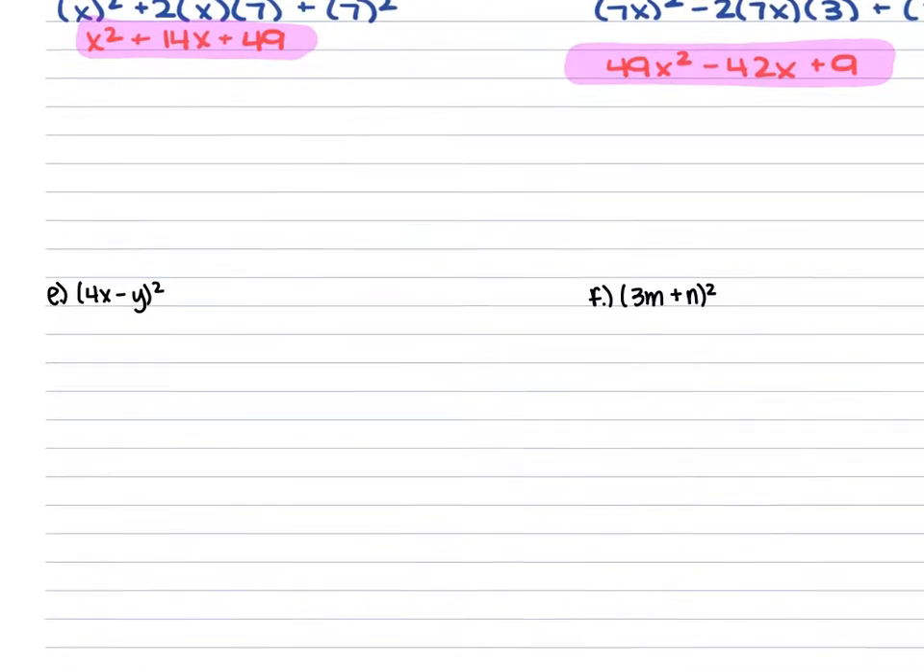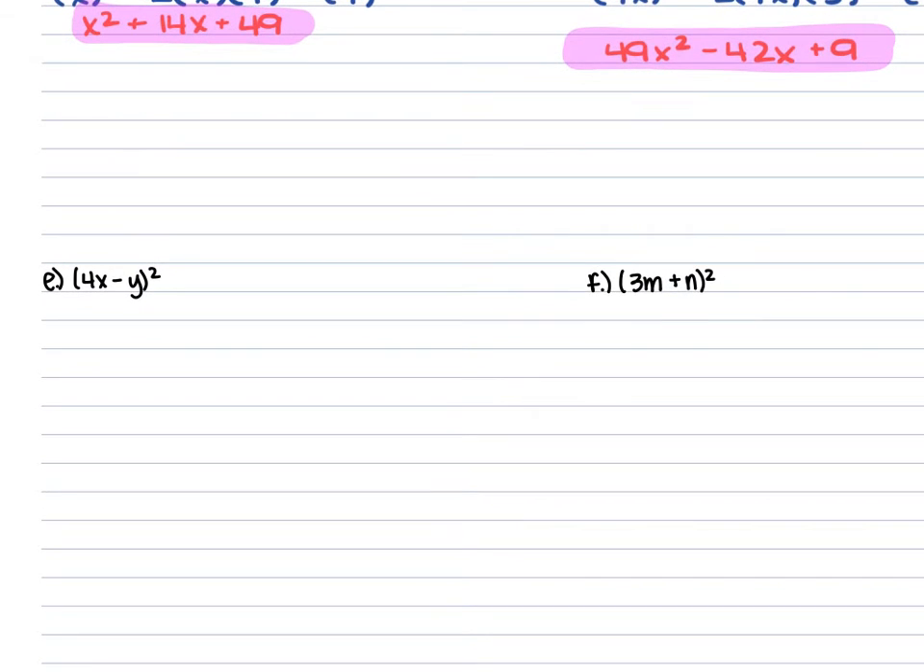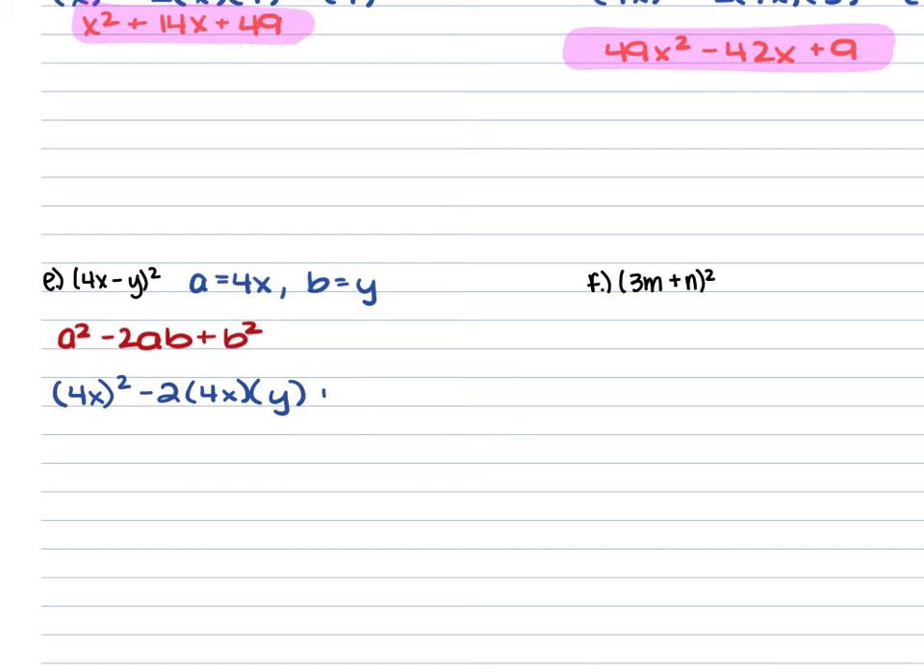For example E, we have 4x minus y squared. So again, we have that negative. So we're going to use a squared minus 2 times a times b plus b squared. So our a is 4x, our b is y. So it's going to be 4x squared minus 2 times 4x times y plus y squared.